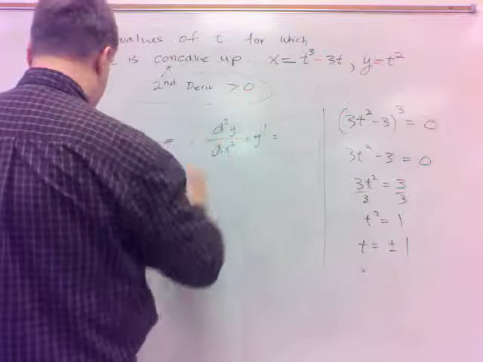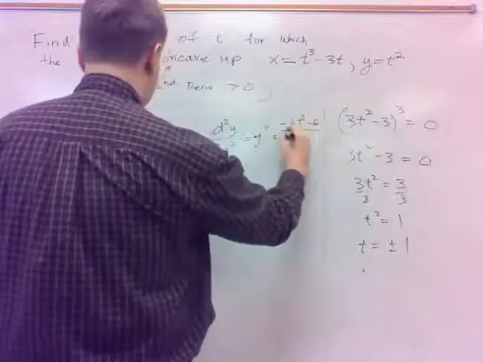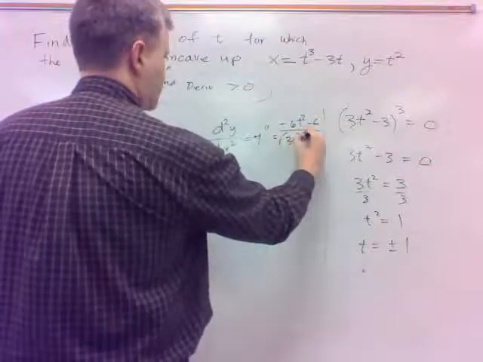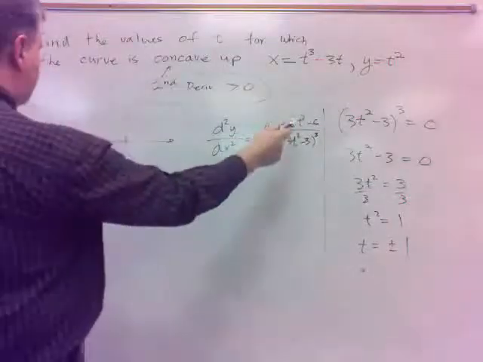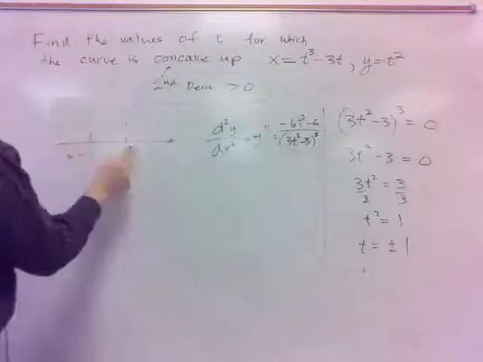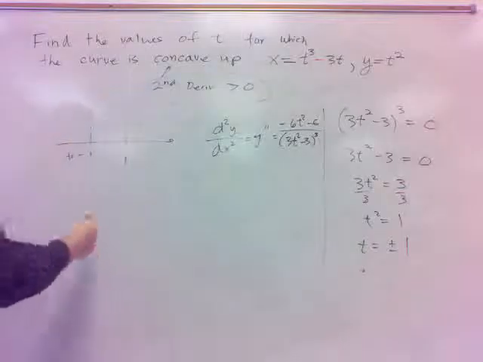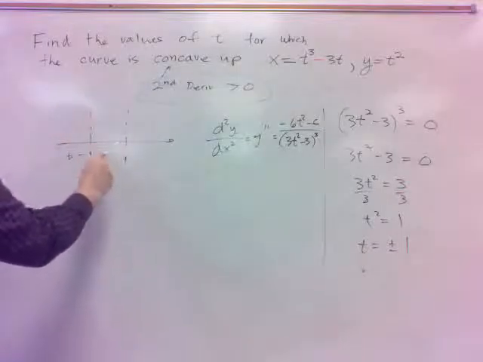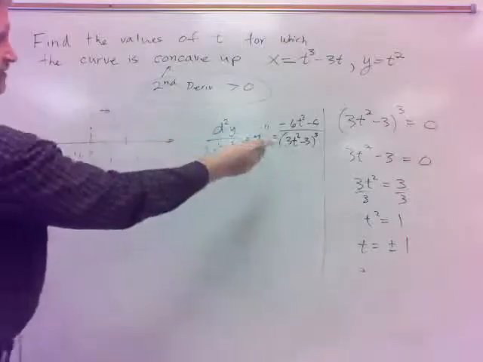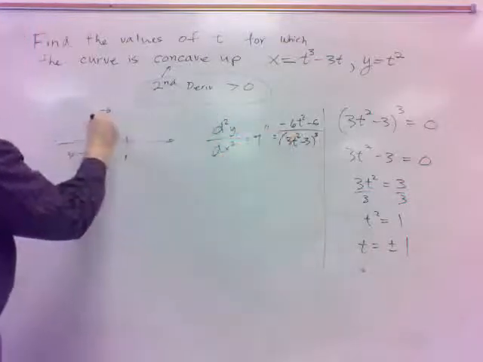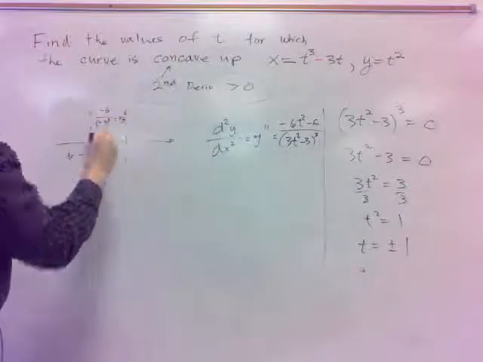Second derivative. It was negative 6t squared minus 6 over 3t squared minus 3 cubed. All right, so if I plug in, just test to see where the second derivative is positive or negative. I think we should try in here. Let's see, 0 would be in there. So we have 0, so it'd be minus 6 over negative 3 cubed. Yeah, that's going to be a positive 6 over 27.